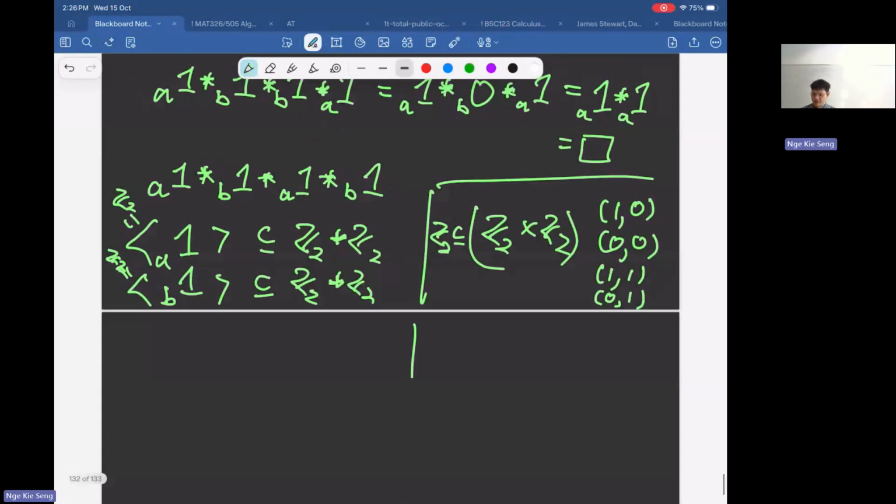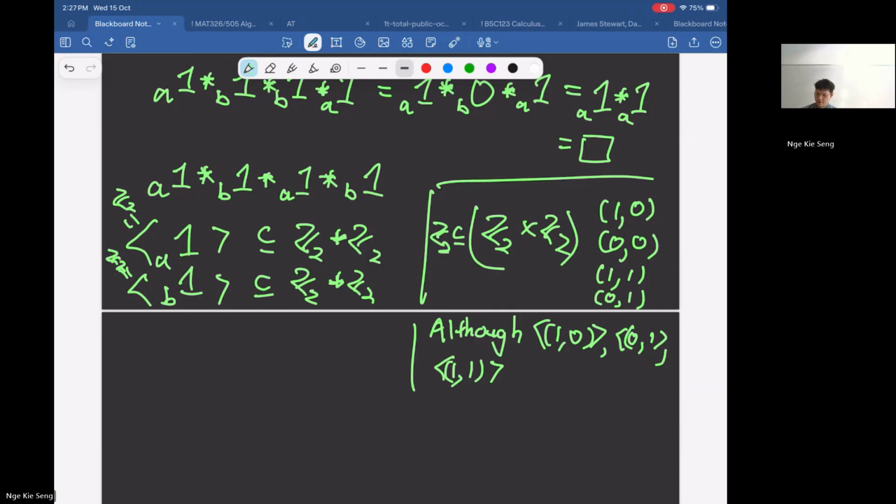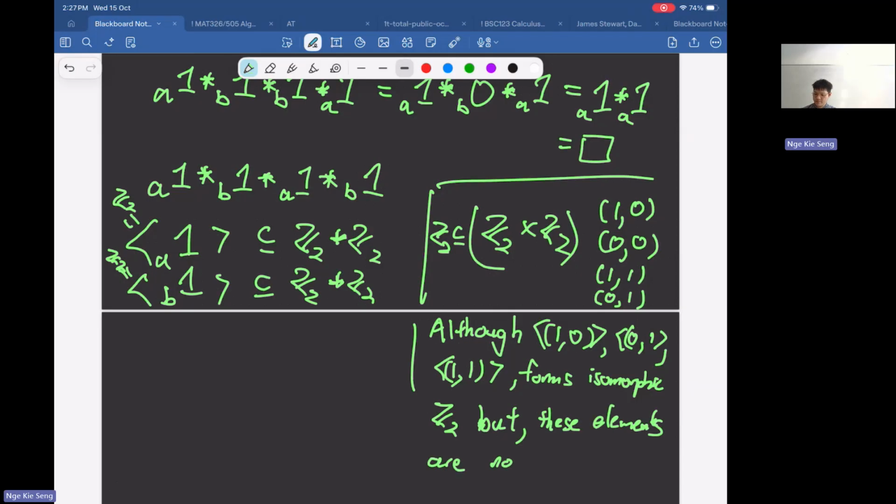So maybe I put here, although 1, 0, 0, maybe like 0, 1 also, and also 1, 1 form an isomorphic Z2, but these are not in Z2. They only form an isomorphic subgroup. It's not the real Z2. But on the other side is the real Z2.